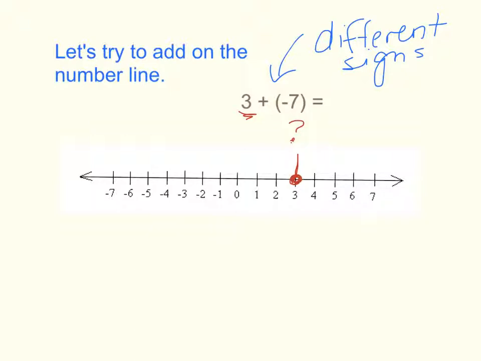If I'm adding a negative number, I'm going to move to the left. If I'm adding a positive number, I'm going to move to the right. This is a negative number, so that means I'm going to move to the left on the number line. So if I move -7, I'm going to move 1, 2, 3, 4, 5, 6, 7. I'm going to land on -4, so my answer to 3 plus -7 is -4.